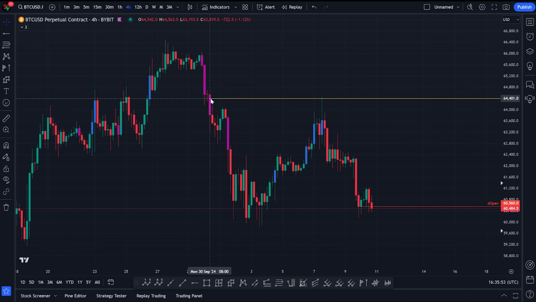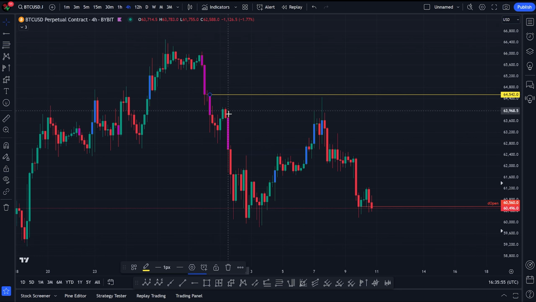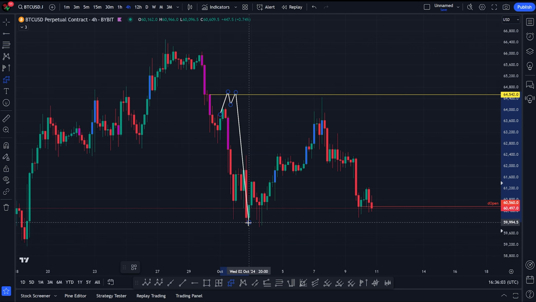If you remember, I was actually bearish on Bitcoin and expecting lower prices, but first I wanted to see a move towards our resistance at $64,500 and then see a rejection to the downside. What ended up happening is that we got a drop to the downside before reaching our resistance level.